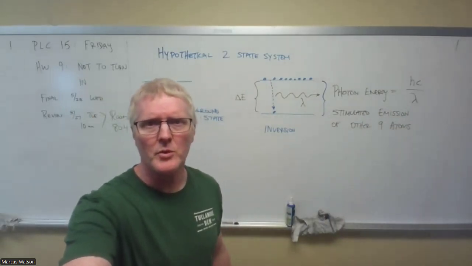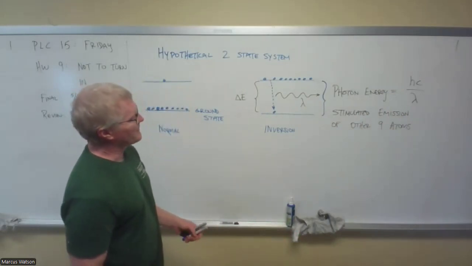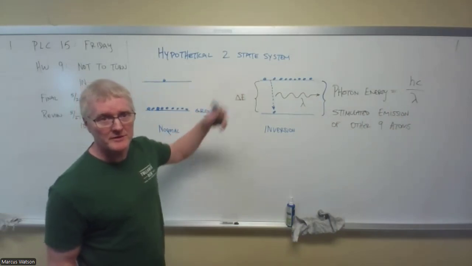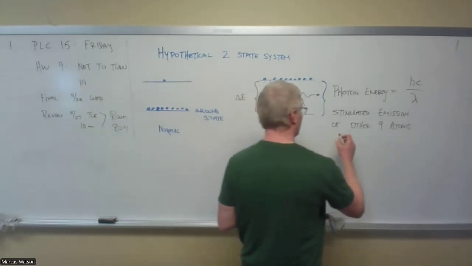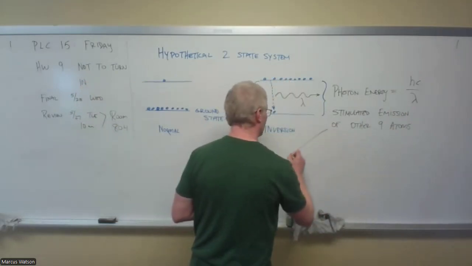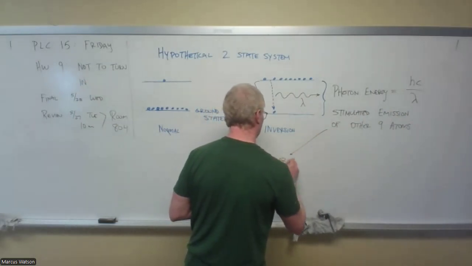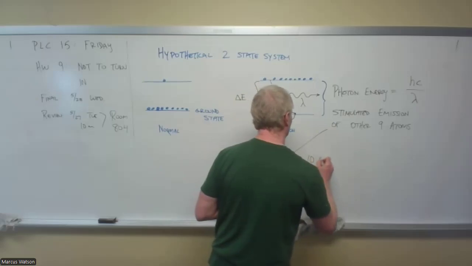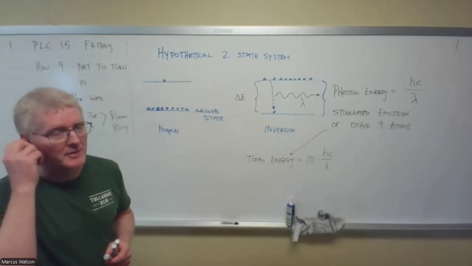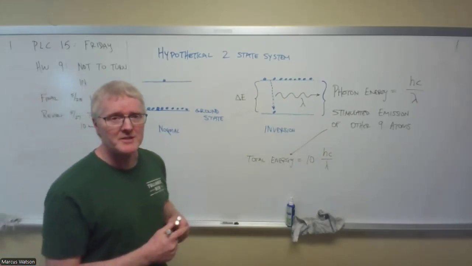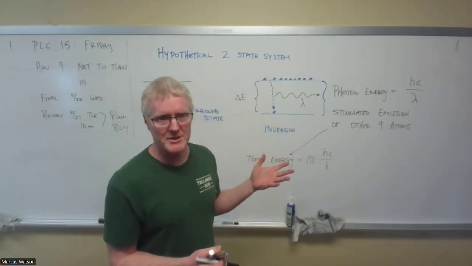Okay, so with the 10 photons, I know how much energy there is in the 10 photons, because it'd just be 10 times that photon energy. Okay. And it's 10 times hc over lambda. That's the total energy emitted. Suppose this is a pulse, right? This is an easy thing to think of in terms of a pulsed laser.